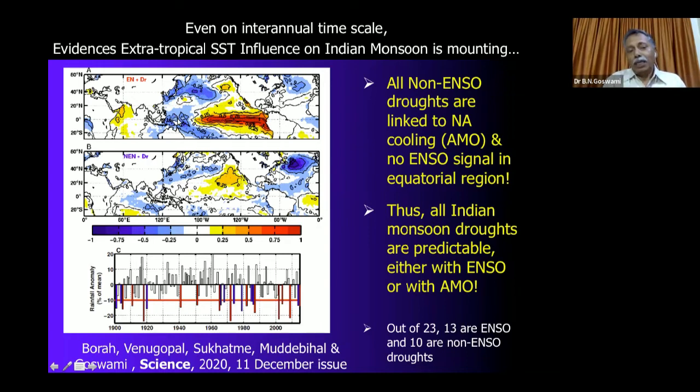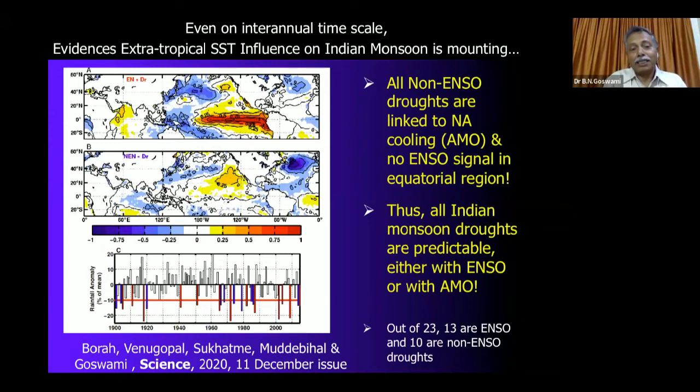In other words, we know that the North Atlantic SST has a multi-decadal variability, slowly varying. It is very slowly varying, and therefore there is predictability. So the non-El Nino droughts are predictable. The other droughts are associated with El Nino, and they are also predictable.